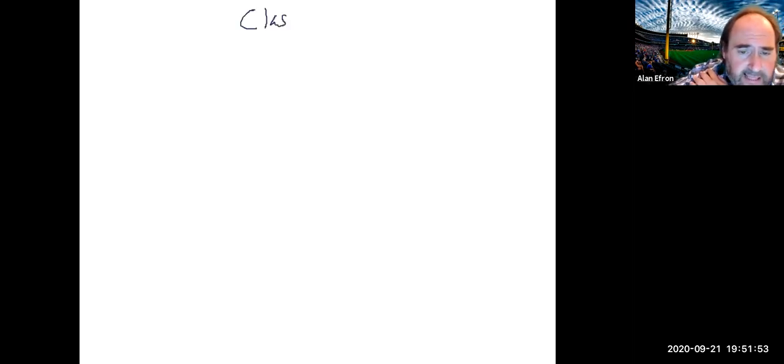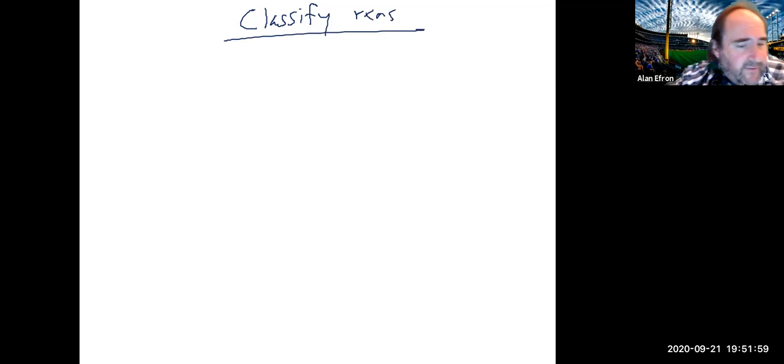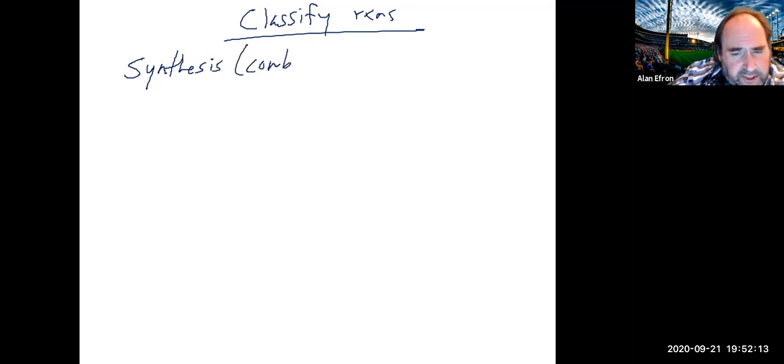So we're going to talk about classifying reactions. And there are multiple ways you could classify the same reaction. We'll see a little bit of that as we go through it. But we're going to talk about the classifications that are in that experiment. The first one you have is a synthesis, and it's sometimes called a combination reaction.